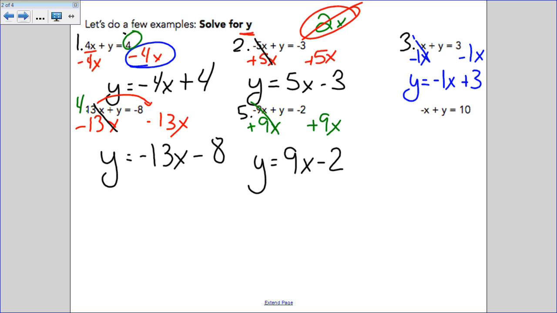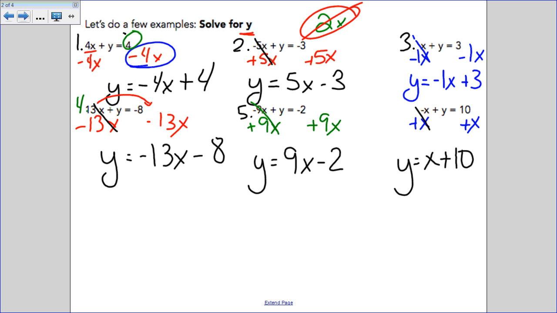All right, our very last one. Negative x plus y equals 10. If I'm solving in terms of y, I need to move my x. If it's negative x, let's add x to both sides. And our new equation is y equals x plus 10.